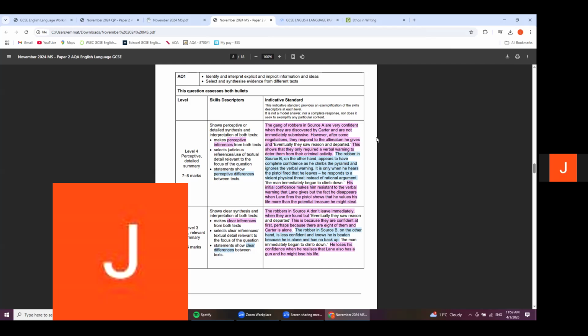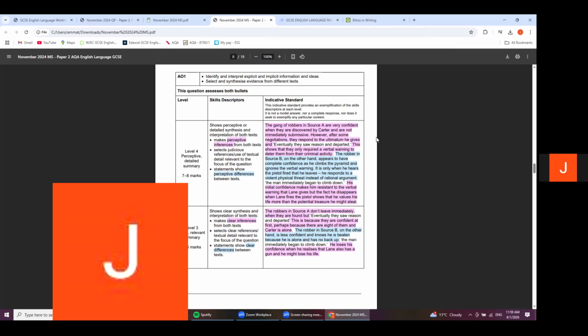The robber in source B, on the other hand, appears to have complete confidence as he climbs the pyramid and ignores the verbal warning. It is only when he hears the pistol fired that he leaves. He responds to a violent physical threat instead of rational argument. So again, it's showing that nuance of difference.